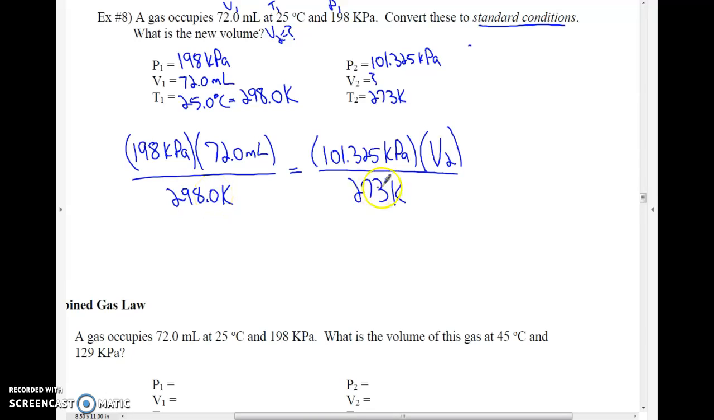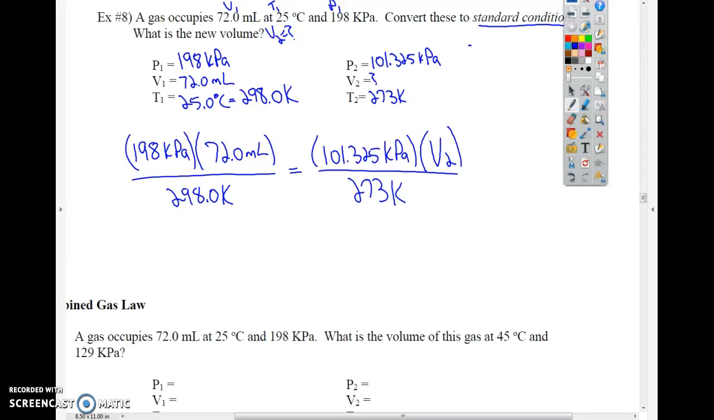Now, I want V2 by itself. So I know what I'm going to have to do, I'll write this in red, is I'm going to have to multiply by 273 Kelvin to get that to cancel out. And then I'm going to have to divide both sides by 101.325. Remember, what you do to one side, you do to the other. So once I get that answer of 47.8389, what I then do is multiply by this 273 that's on the bottom, because I want to get rid of that.